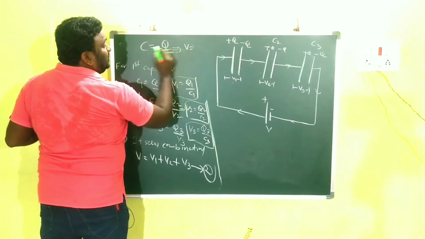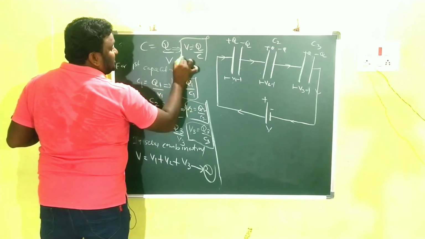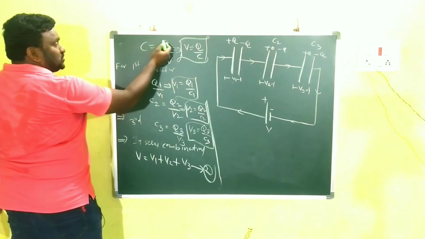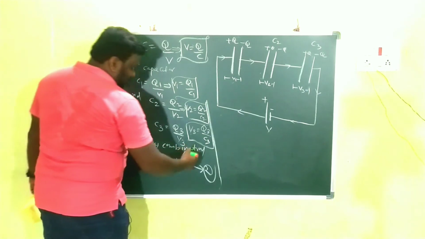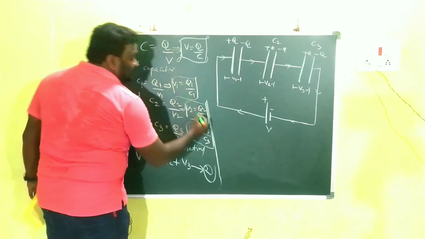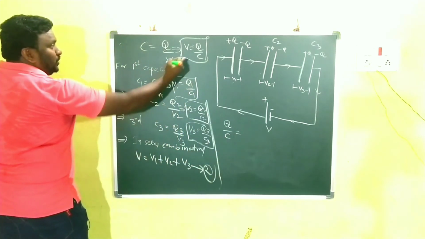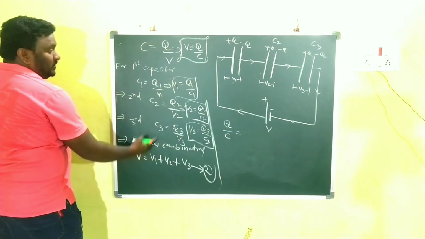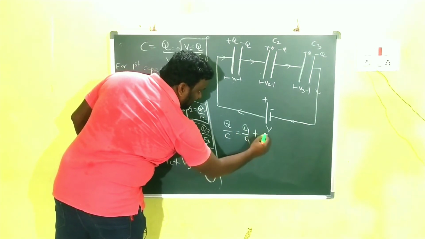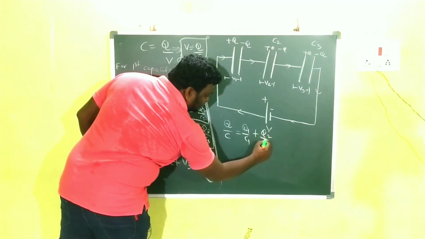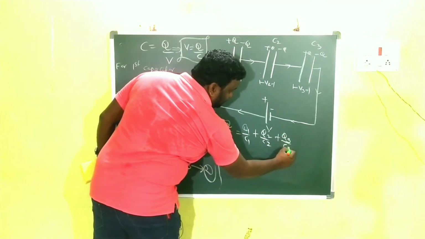V is equal to Q by C. C is equal to Q by V and V is equal to Q by C. Substitute here. Instead of V, what do you write? Q by C. Q by C is equal to V1, which is Q1 by C1, again Q2 by C2, again Q3 by C3.